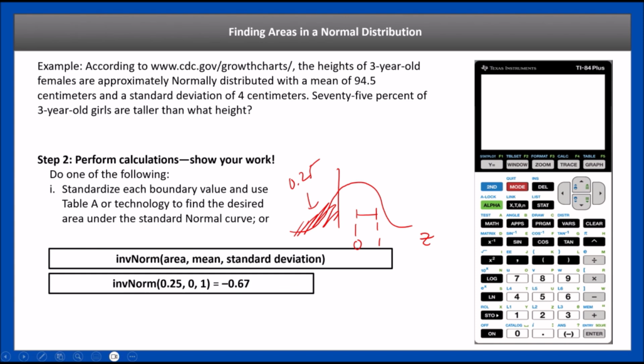So we'll show you this on the calculator. Here we're going to hit second, and then vars for variables. We're going to go down to inverse norm, and then put our area, 0.25. And then the mu is 0 and the sigma is 1, so we can just paste that. Notice that this is how the function looks on the calculator. You can hit enter, and you get negative 0.67 for my z-score.